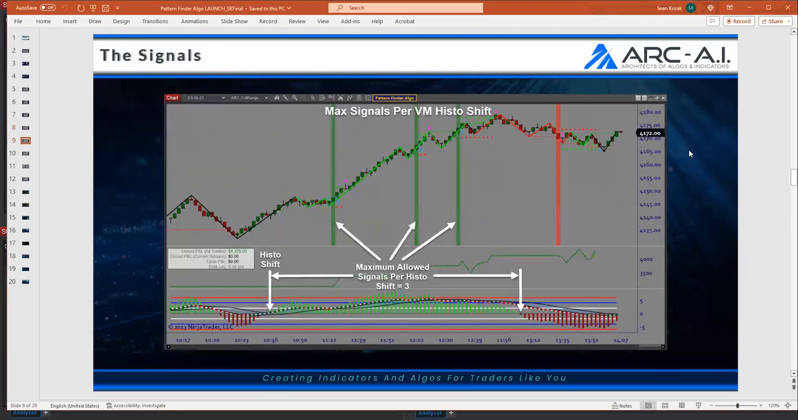Here's a great example of using the maximum signals per direction. One of the things that we realized is you don't want to be taking so many trades with a trend before you just get kicked in the face, right? Like, how many times have you traded late in a trend and you're like, yeah, I took too many trades? And we have the ability to choose blocking a certain amount of trades per direction, because a lot of times you'll get a shift. You get the first trade in a new direction. This is a very powerful signal.